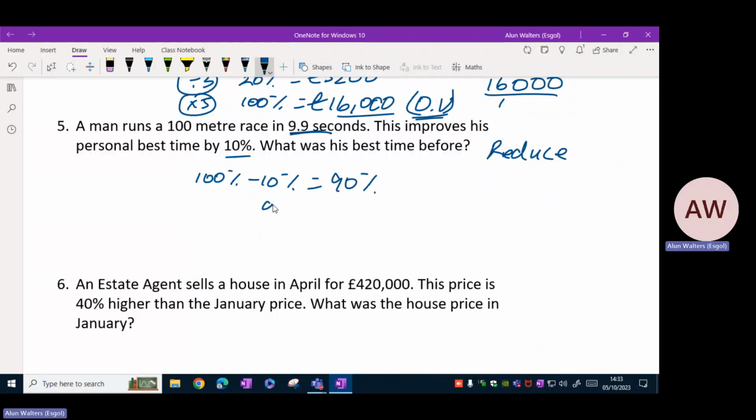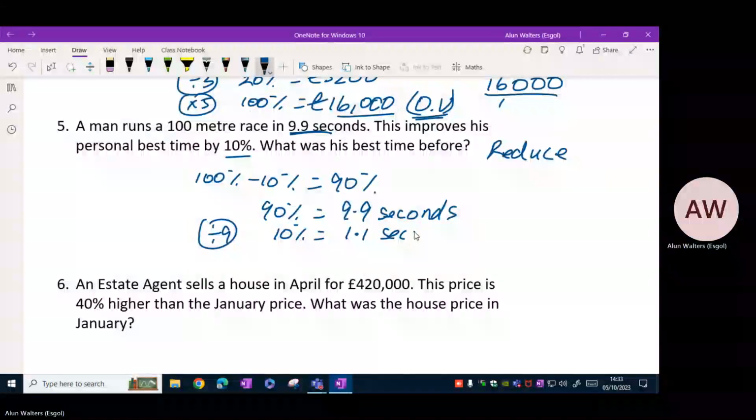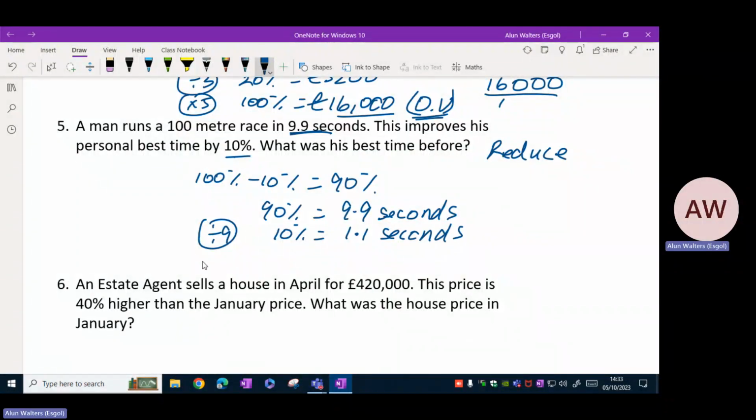So I'm going to make the statement 90% is equal to 9.9 seconds. So I'm going to divide both sides by 9. I'm going to say 10% is 1.1 seconds. And multiply both sides by 10. So the original value of 100%, which we're always trying to get to, is 11 seconds.